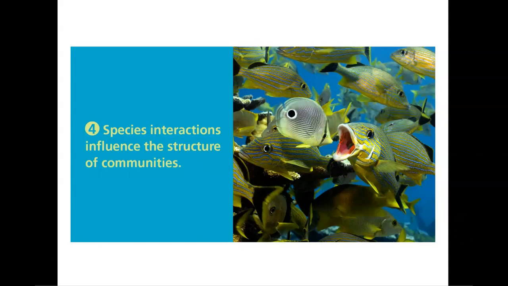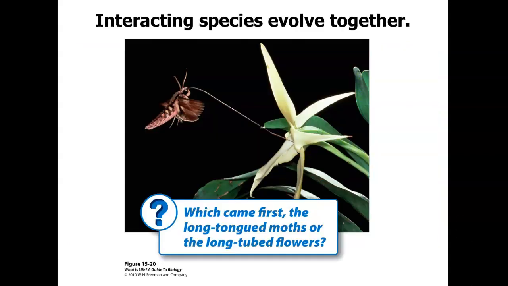Species interactions are going to influence the structure of communities. So interacting species can evolve together. We refer to this as coevolution. With coevolution, you're going to have concurrent appearance and modifications over time in certain traits of interacting species. So this can occur as a result of natural selection.